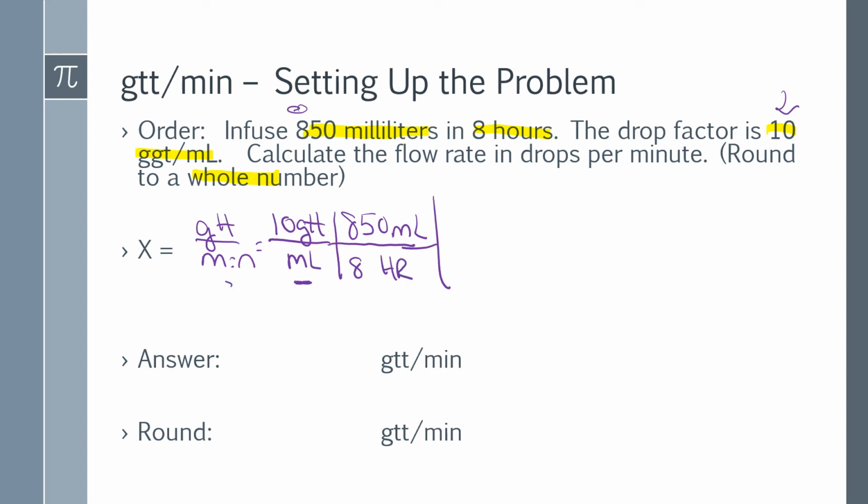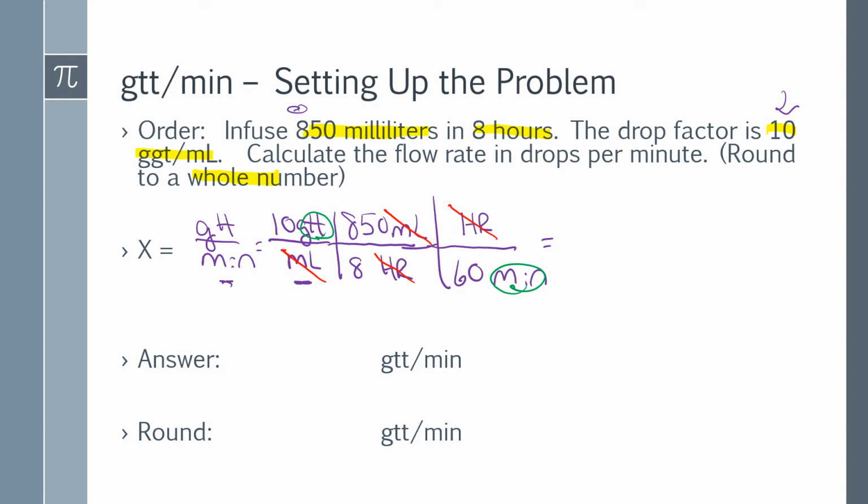But we're still not done because we need minutes, right? So now you have to convert hours to minutes. And hours has to go on top because we're going to have to cancel. And you know that there's 60 minutes in that hour. So now let's clean up our problem just a little bit. Do we need milliliters at the end of our problem? No, we don't. So let's just cancel those. And do we need hours at the end of our problem? No, we don't need those either because we want minutes. And the only thing you're left with is drops per minute.